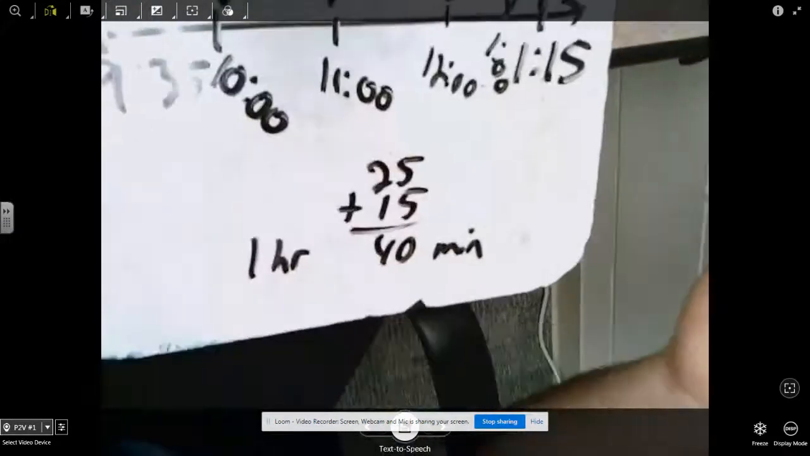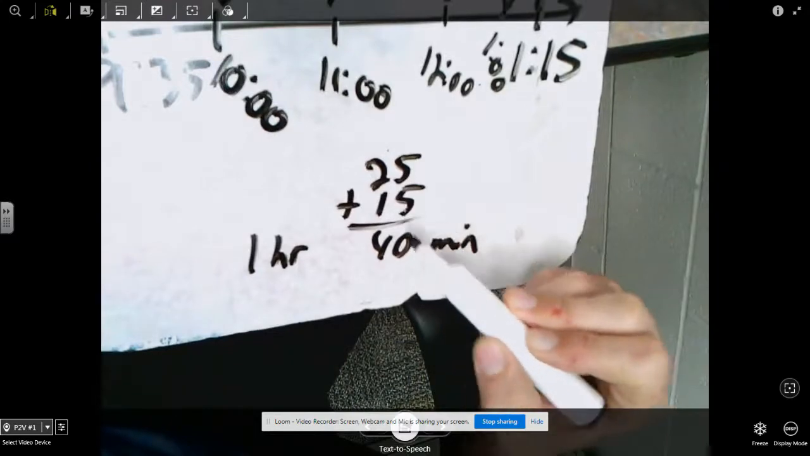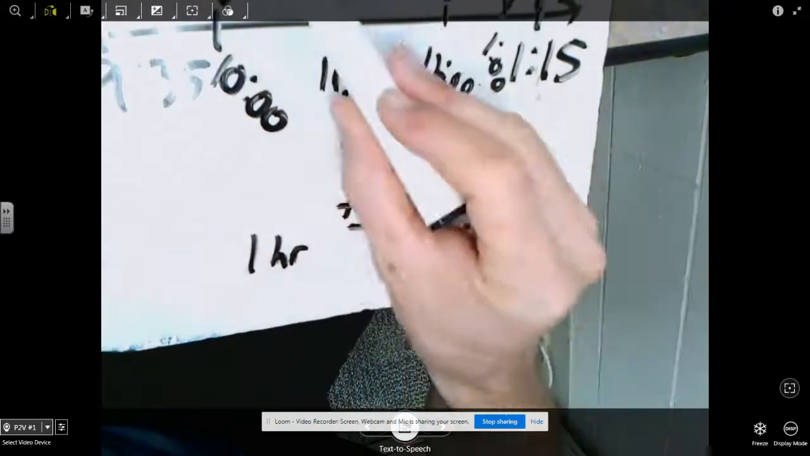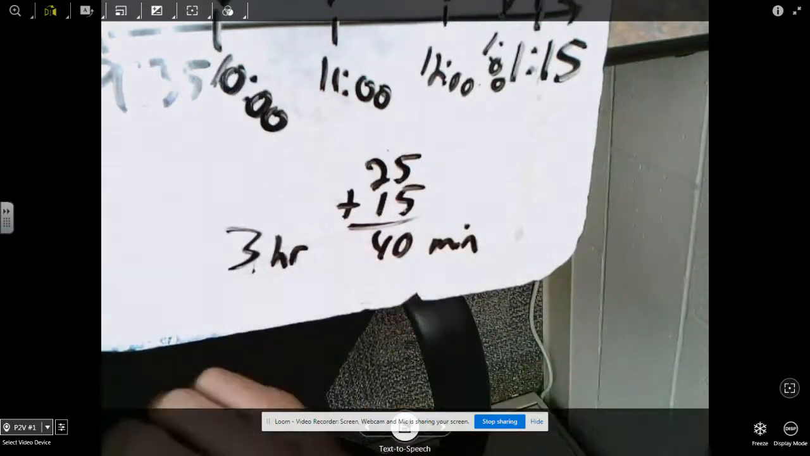And then you'd have a little bit more math to do right here. You'd add the 25 minutes plus the 15 minutes to get 40 minutes. And you would count out 1, 2, 3. This would be 3 hours and 40 minutes of elapsed time.